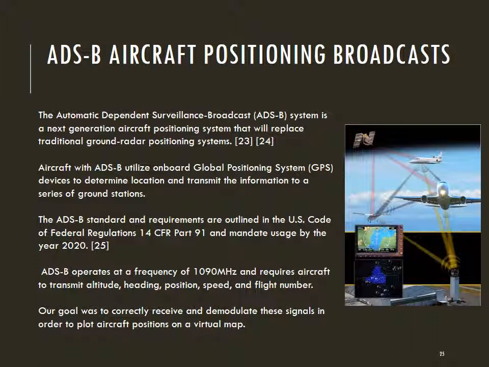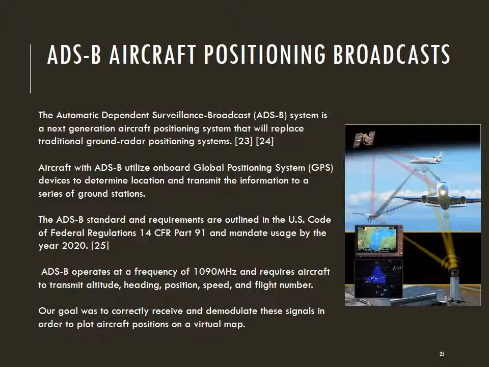I'll start with the Automatic Dependent Surveillance Broadcast, also known as ADSB. This is the next generation aircraft positioning broadcast system that essentially replaces lots of ground-based radar stations with onboard global positioning system or GPS devices on the airplanes that allow the airplanes themselves to track their location and then transmit that back to ground stations. By 2020, all commercial aircraft in the U.S. should have this technology, and most already do, but it's mandated by 2020.